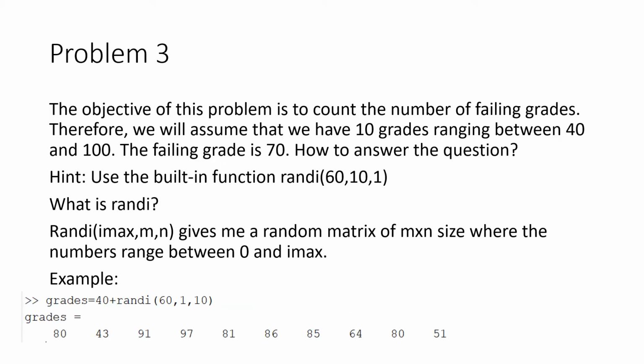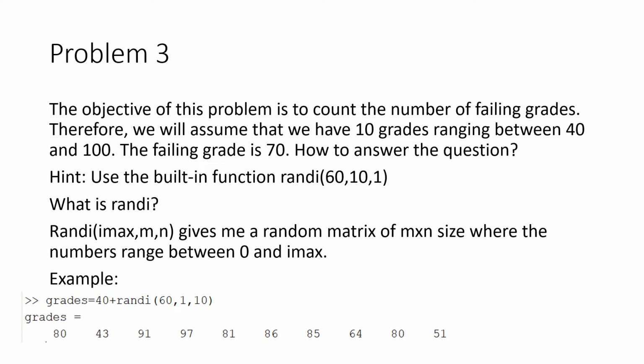Here the objective of this problem is to count the number of failing grades. This is a very important problem. If this is the objective, I need some other inputs. That's why we will assume that we have 10 grades, and we should count the number of failing grades, such that the failing grade is 70. So if my grade is less than 70, this means that I failed this course.